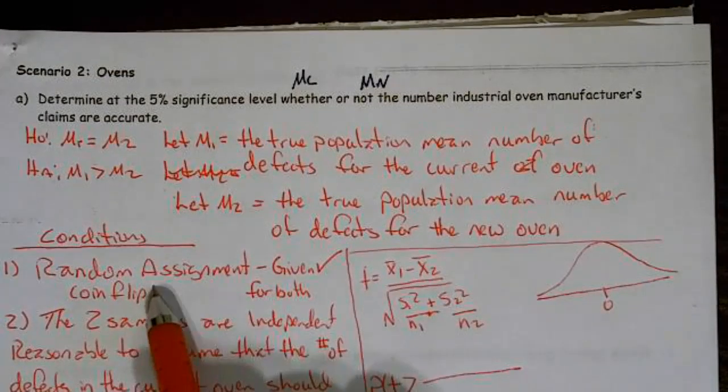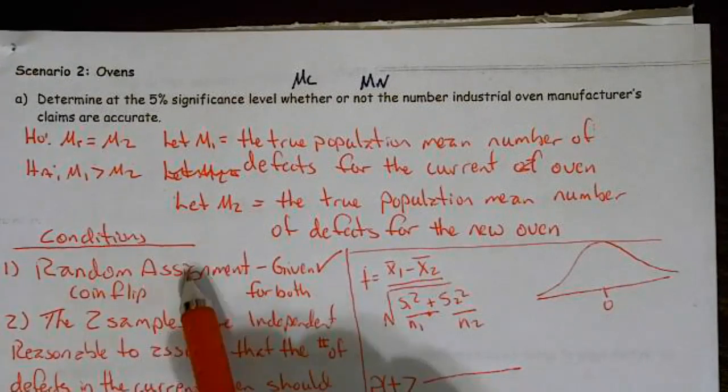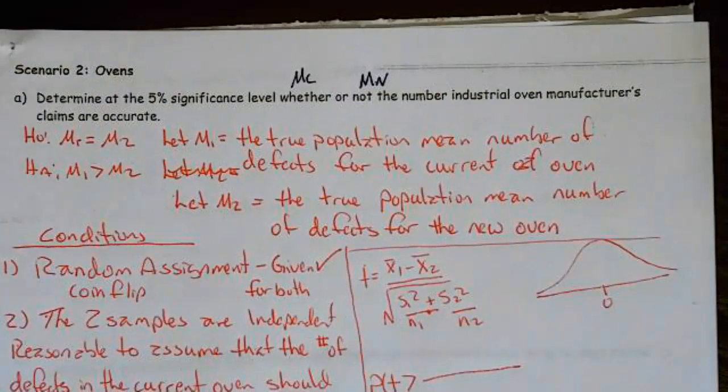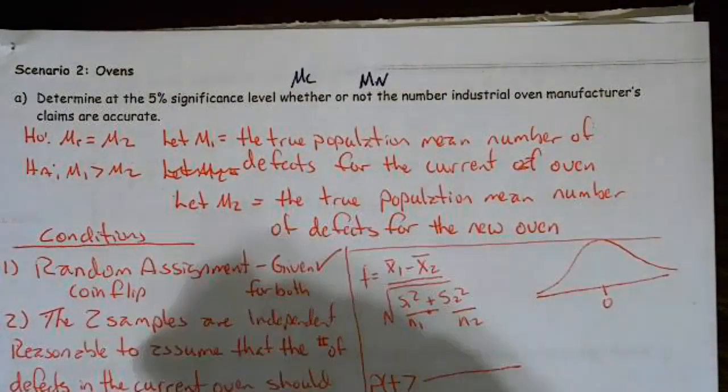Conditions. Random assignment was given for both, and it was done by coin flip. Remember, if you say random sample, that's wrong if it's assignment. If it's an observational study, it's random sample. So if it's a survey, random sample, but if it's an experiment, it's random assignment. So it was given for both, so we're taken care of.